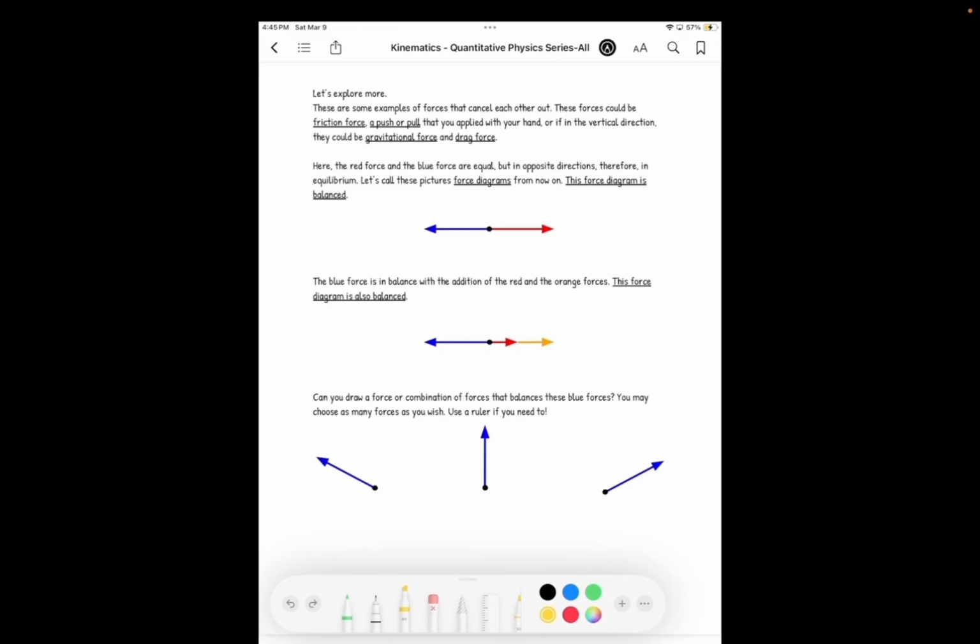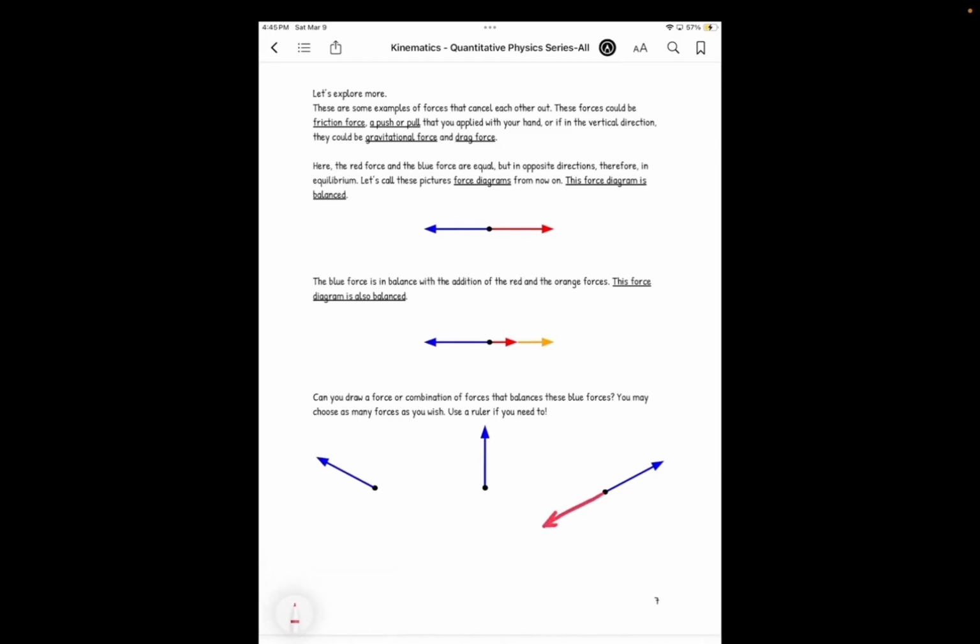Okay, so let's say we have these blue forces. I'm going to draw one. I'm going to balance one of these. I'm going to balance the one on the right. I'm going to draw something. Ooh, I don't like this one. Let's get a pen. I'm going to draw a force that balances that one out. So something like that. Do you agree?